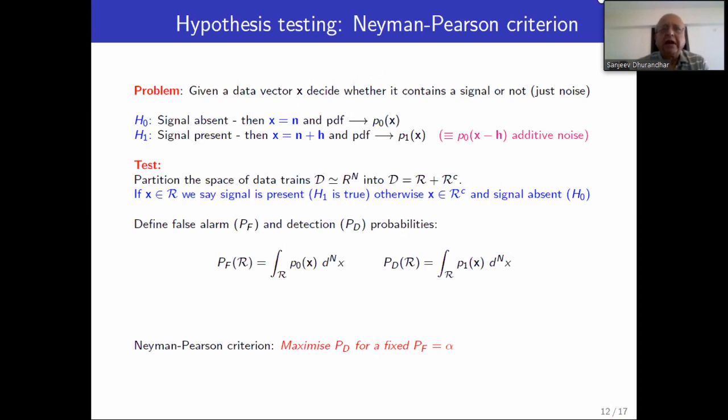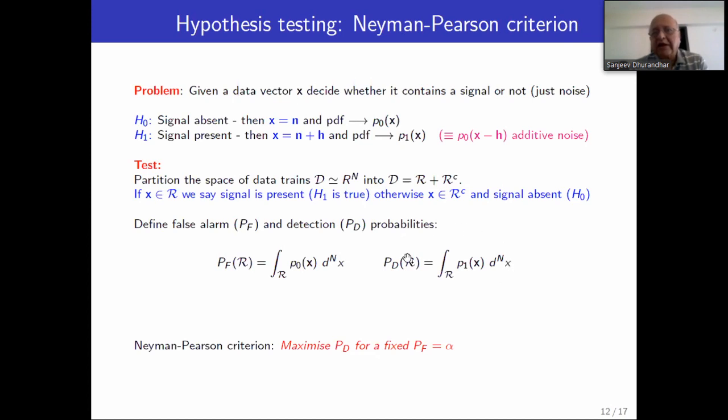So this is called the Neyman-Pearson criterion. Partition the space of data trials R^n into R plus R complement. If x is in R, we say that the signal is present, or H1 is true. Otherwise, x is in R^c, the R complement, and the signal is absent. And we define two kinds of probabilities. One is called the false alarm probability, which is the integral of P naught of x over R, which tells you the probability that the noise masquerades as a signal. That's the kind of thing which you want to keep extremely low. So PF you have to make extremely small so that you don't mistake noise for the signal.